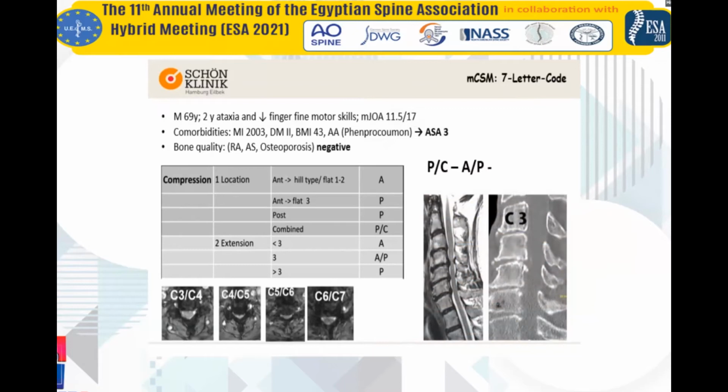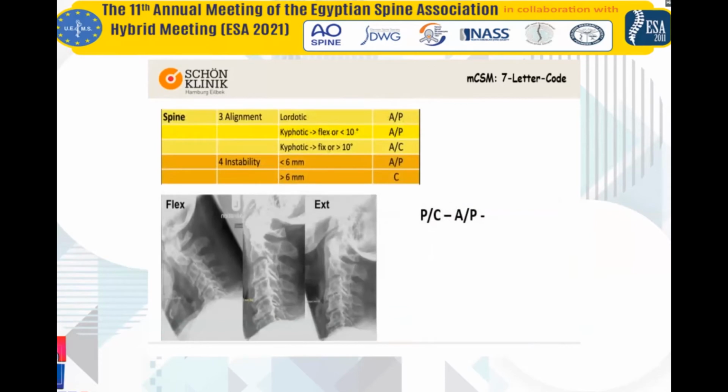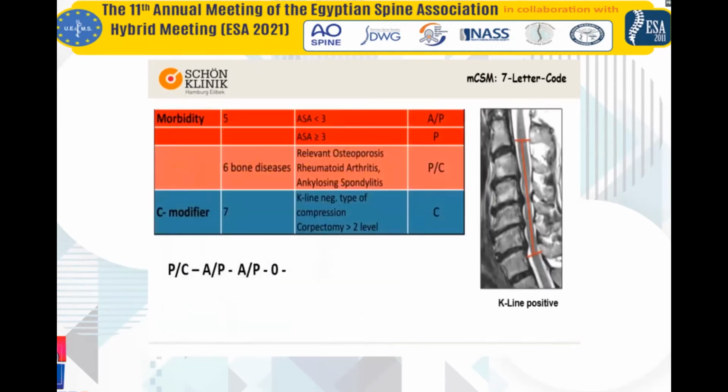And then we have an extension of 3 levels, so there's AP from an F for an anterior or posterior. When we look at the X-rays, we see it's almost straight. So there we have AP for a kyphotic or straight alignment, and we have no signs of instability. So for instability we have an 0.